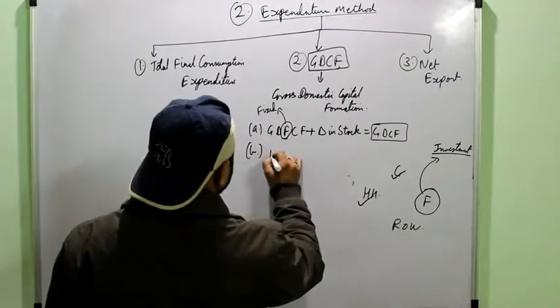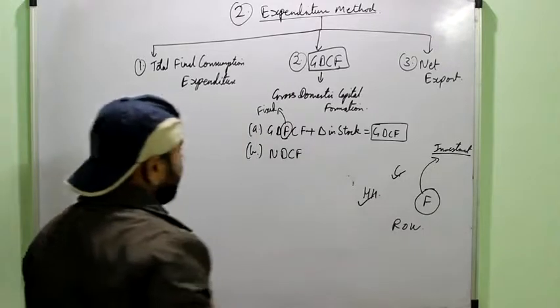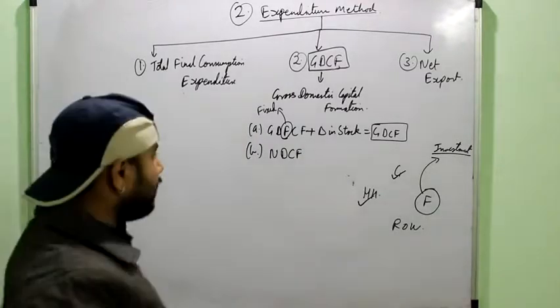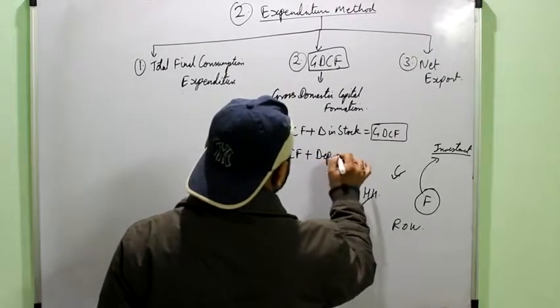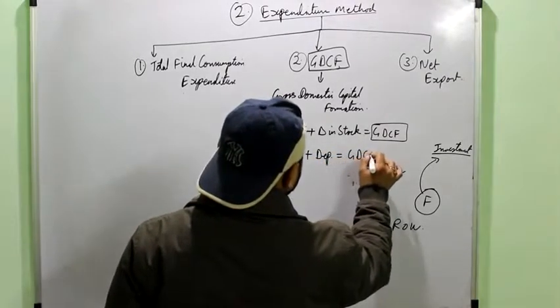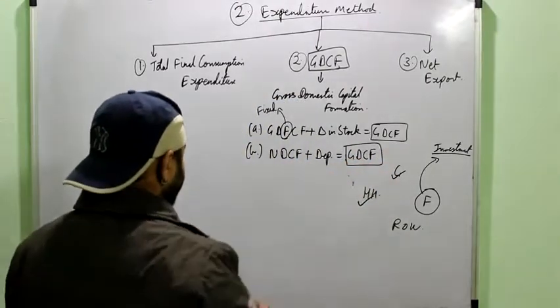Then second, it may be given to you as NDCF, that is net domestic capital formation. Again we know how to convert net into gross, that is plus depreciation, it will become GDCF or gross domestic capital formation.